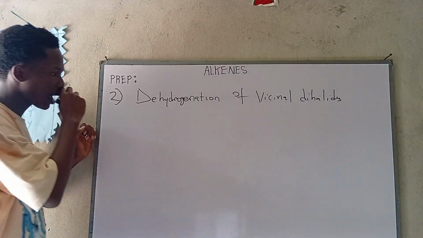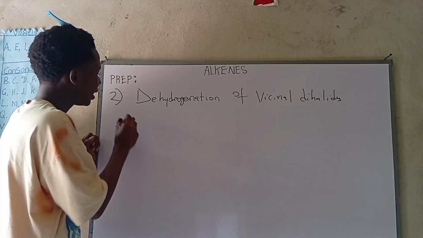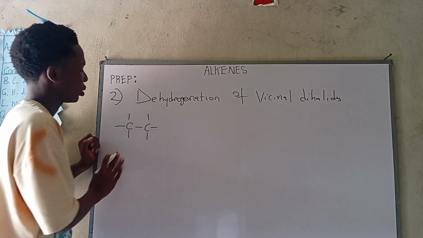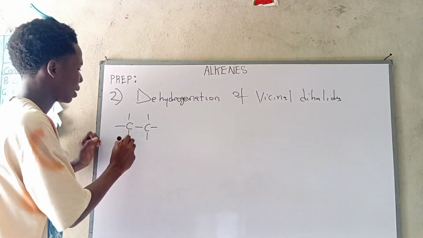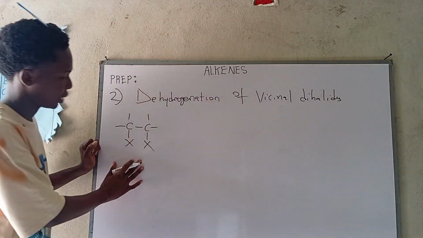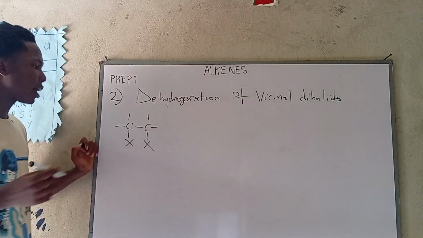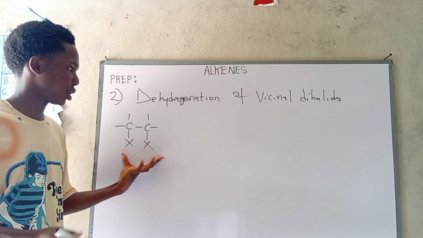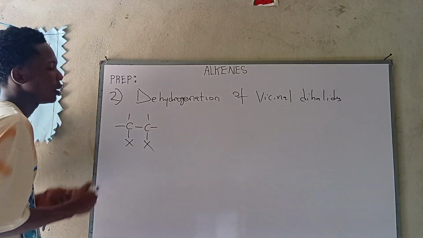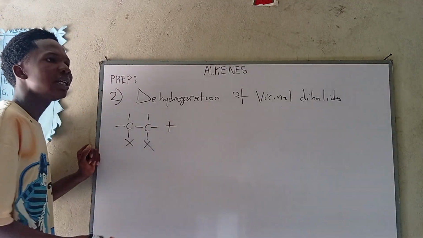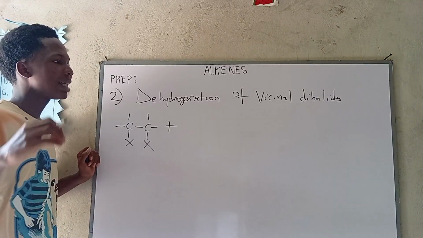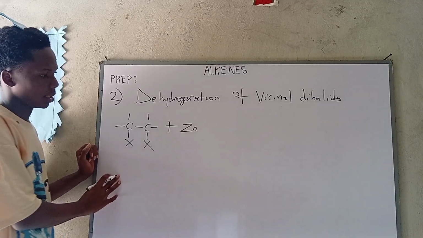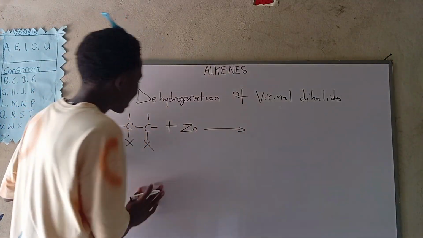Okay, now if we have a dihalide compound, what do we use to represent halogens? We represent halogens as X normally. So this is our dihalide compound. It possesses two halogens. Now, if this reacts with a metal, an example of a metal that we can use is zinc. If it reacts with zinc, what is this going to give to us?